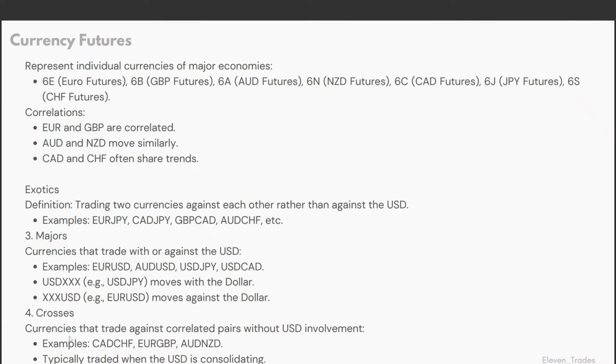Now come the crosses. So the crosses are when we are trading the correlated currencies against each other. This typically occurs when the dollar is consolidating. Like for example, we are trading Euro against the GBP, which are correlated assets, CAD against the CHF, which are also correlated assets, and we will talk about this later in the video.